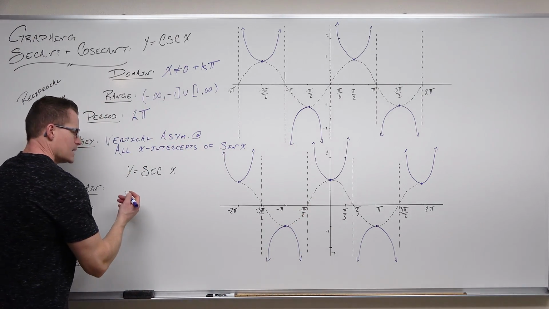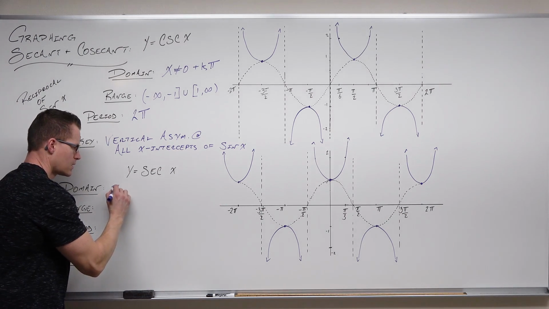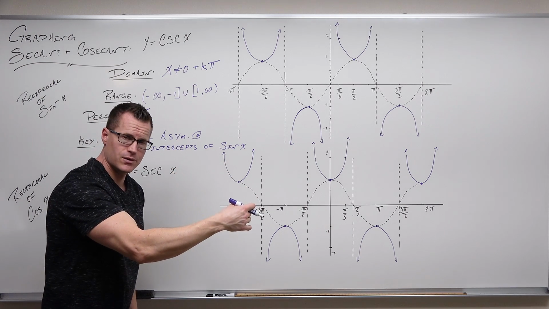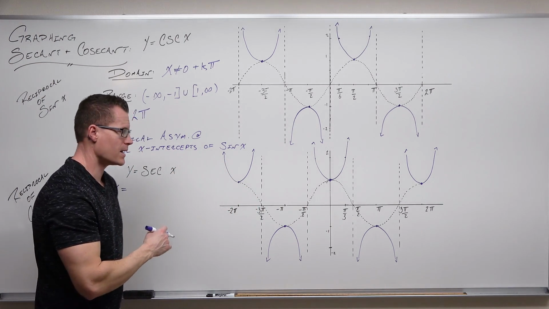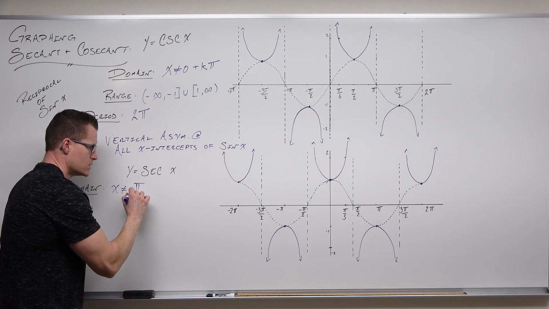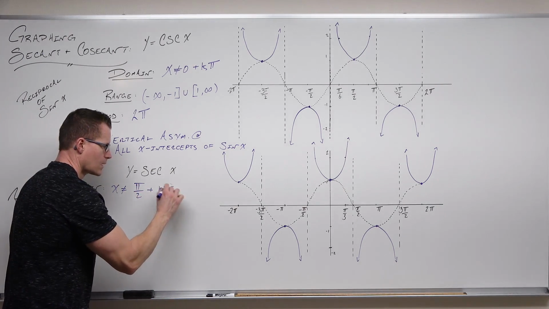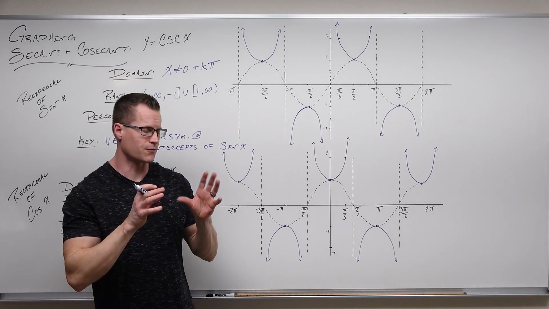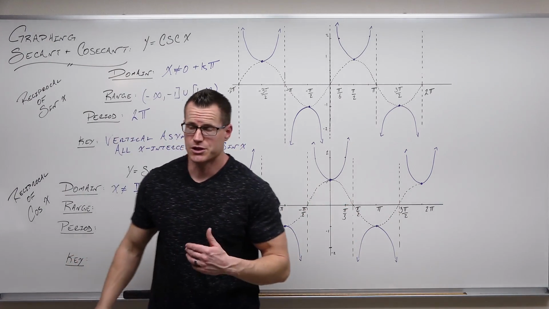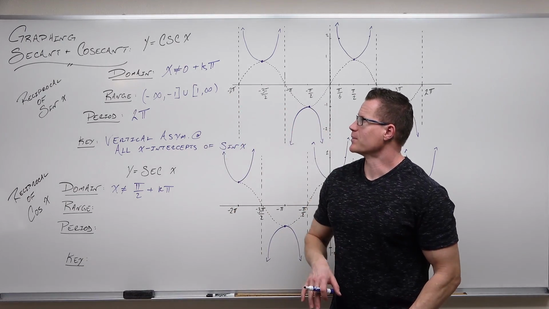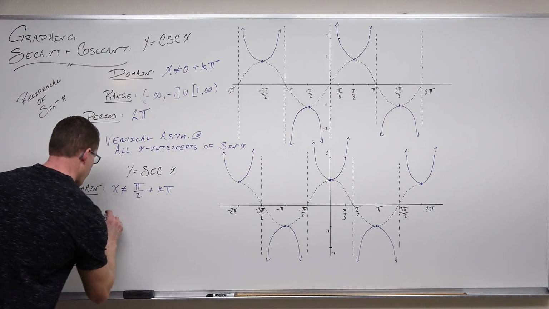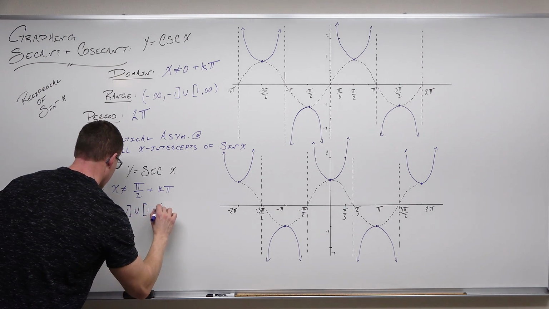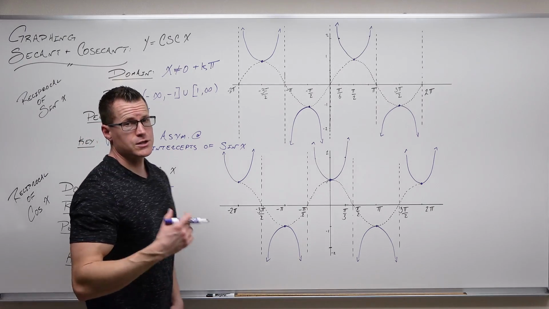Our domain says, because it's based on cosine and because x-intercepts happened at pi over 2 and every multiple of pi, we say that x cannot equal pi over 2 plus any multiple of pi. That's going to give us x-intercepts for cosine, and therefore vertical asymptotes for secant. Our range is the same thing that we got for cosecant x. And so is our period.